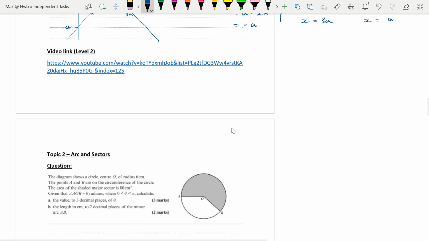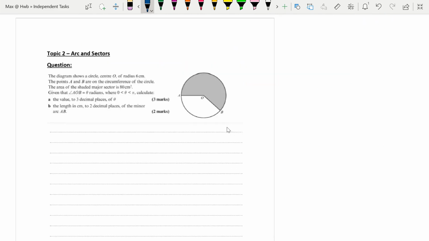Right, so for the next one, question 2, we've got arcs and sectors. So some key bits here: we've got these shaded bits, we've got a major and a minor. The major would be the shaded bit, and the minor would be this non-shaded bit down the bottom. So it tells me it has a radius of 6. So let's put 6 centimeters on here so I know what I'm dealing with. Points A and B are on the circumference of the circle, and it tells me the area of the shaded major sector, so the area of this sector here, is 80 centimeters squared.